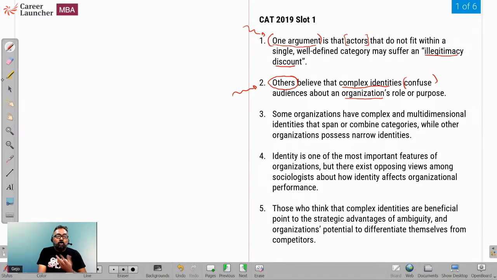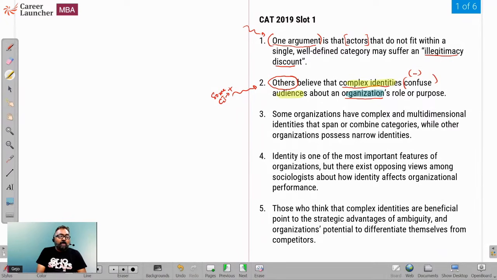So one word that we can see is this complex identity. We've got audiences. We've got this word which is organization. So these are the keywords. It's important to look at these keywords. It makes sense. So there are others who believe that complex identity does something negative. So obviously the sentence before that could probably talk about there are some people who will believe that complex identities do something positive and others believe it is negative. Okay, that's probably the sentence that we're looking at.